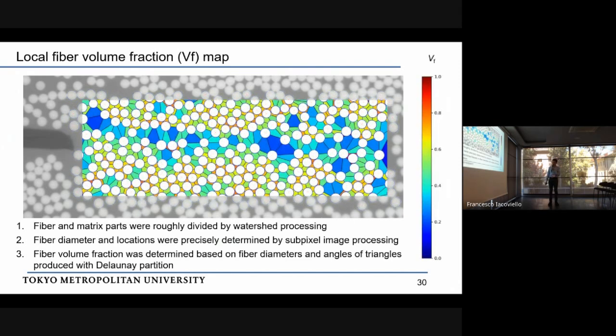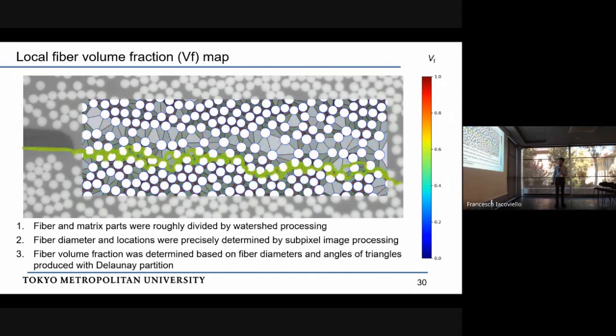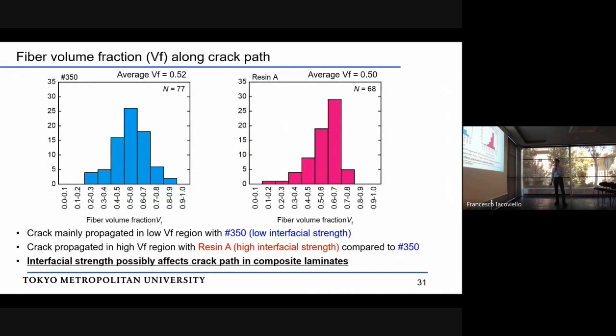After that, fiber volume fraction was determined based on fiber diameters and angles of triangles. And these triangles are produced with Delaunay partition. So finally, we can obtain the local fiber volume fraction maps using image processing. And we compare the crack path, we compare local fiber volume fraction along crack path. So this is the result of the fiber volume fraction along crack path.